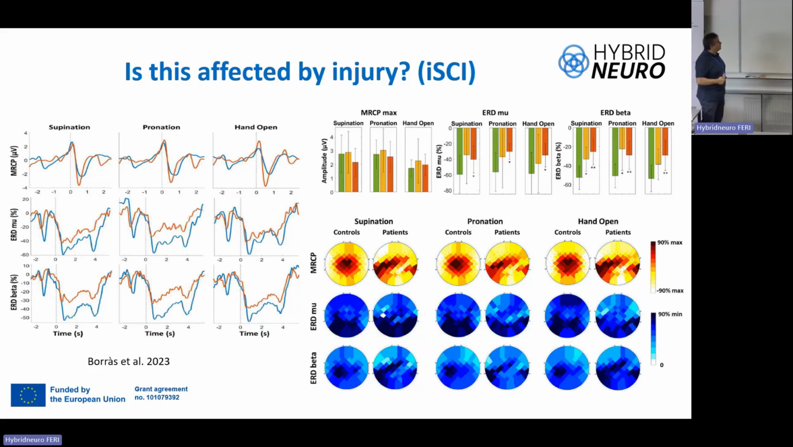We can observe in controls that the potential and also this desynchronization and synchronization are relatively localized on the brain. In the case of patients, we can observe that it's not so localized, and it's a little bit more spread on the brain. The same in the pronation and also in hands open and closed. This is very clear, the potential. So we can analyze the effect of injury during a motor experiment, also from the EEG signals with this kind of information.